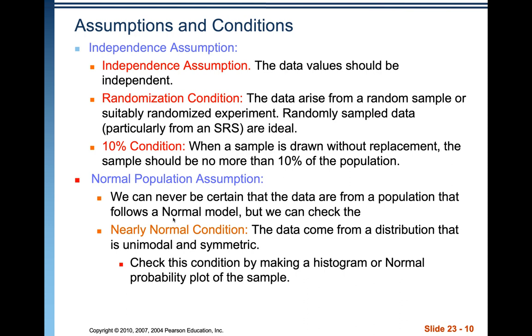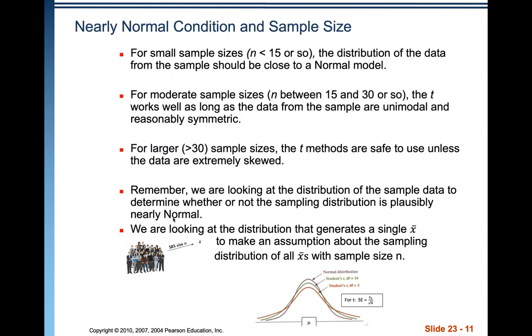But if we're not told that, we need to check the nearly normal condition, and the data have to come from a distribution that is unimodal and symmetric. You would check this condition by making a histogram or a normal probability plot of the sample. For small sample sizes, the distribution of the data has to be close to normal. It just has to be.